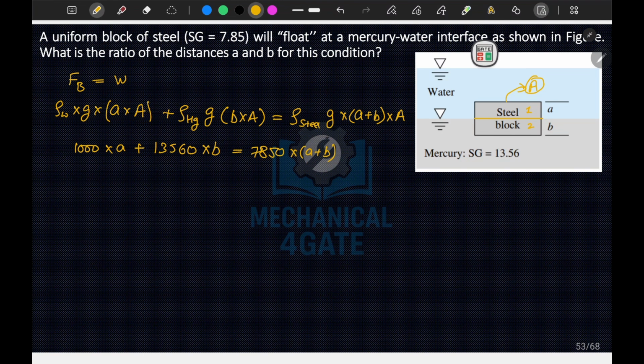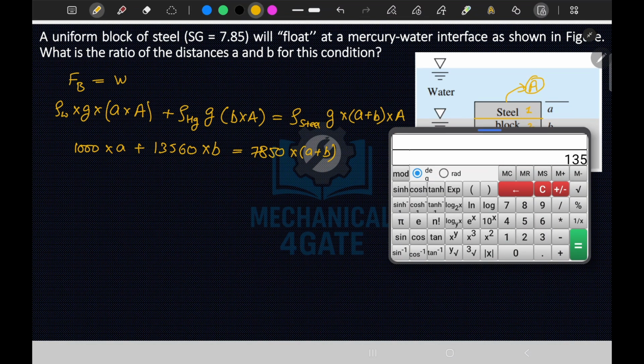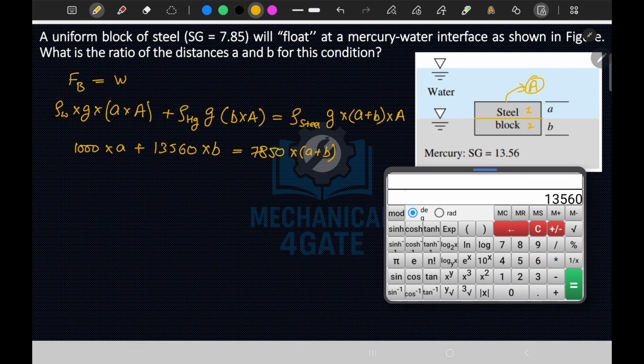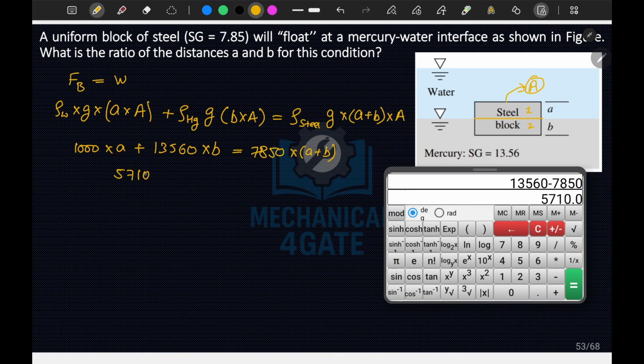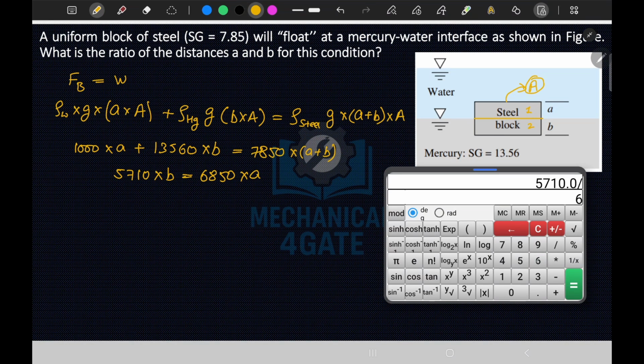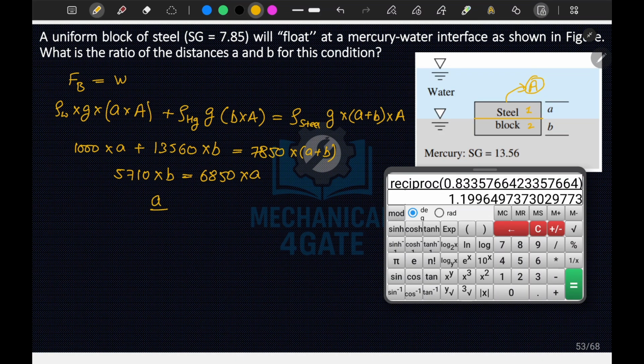So from here I can write 13560 minus 7850, so this is 5710 times B is equal to 6850 times A. Divide, so we have obtained A by B, or B by A is equal to 1.2.